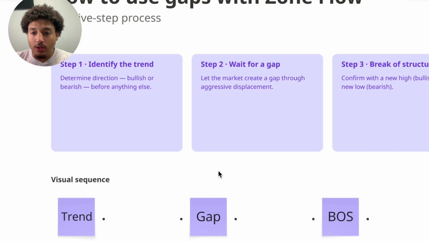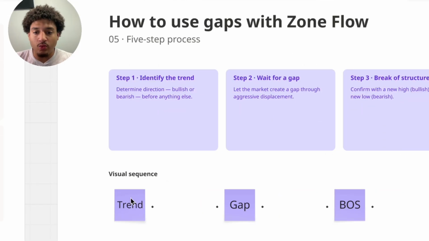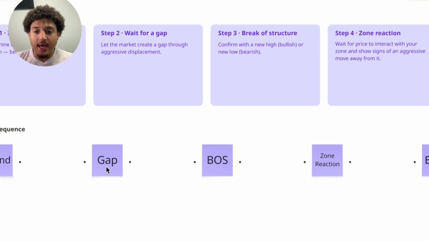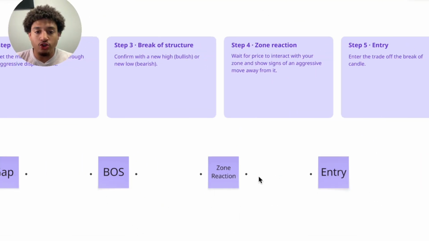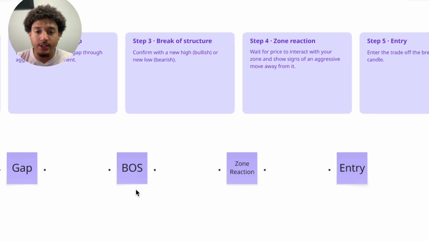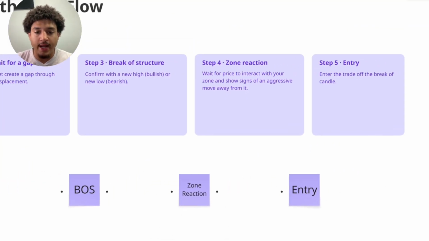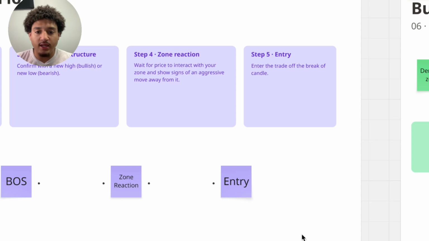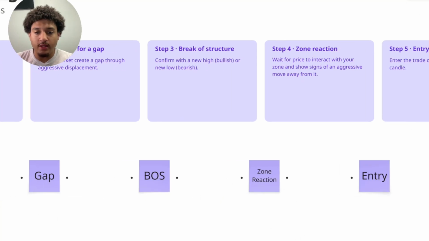So to break it down, we wait for a trend, gap, break of structure, zone reaction, entry. That's it right there. It's a 5-step strategy. Each one has to happen before the next one happens. If we can't identify the trend, then there's no point in even looking for a gap. If a gap isn't created, we don't care about break of structure. If break of structure doesn't happen, we don't care about zone reaction. And we obviously can't enter if none of these happen.